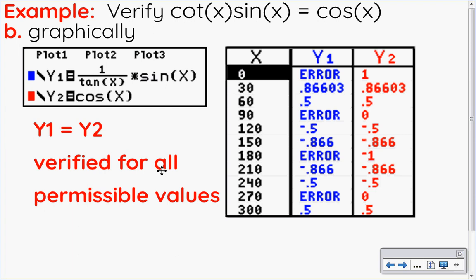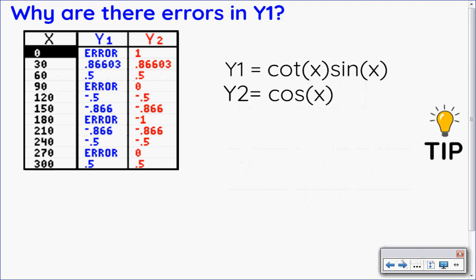Again, I have not proved it. We will get to proving a little bit later in the chapter. Let's talk about all these errors. Why are there errors? Well, if you think about it, cotan, which is the ratio of cos over sine, is going to have restrictions of both sine not being 0 and cos not being 0. That's why there are so many errors in there.